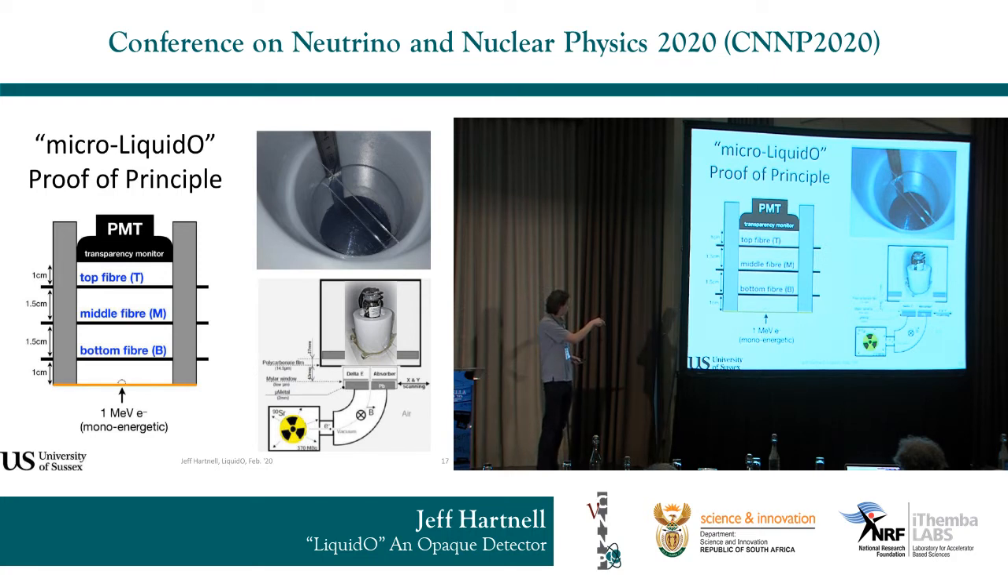The bottom of the detector was a very thin mylar sheet. And then we fired one MeV monoenergetic electrons through this mylar sheet. And so you had about a 1 millimeter point-like energy deposition, giving you a point light source at the bottom of the detector. This picture here is just looking down. There's a single fiber there reflected in the mylar. And then this is what the detector looked like from the outside.